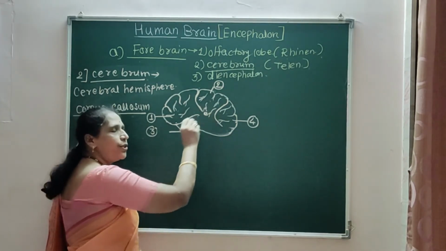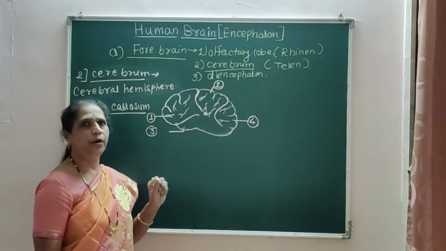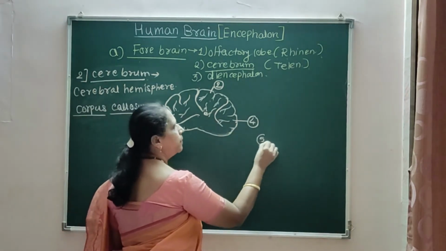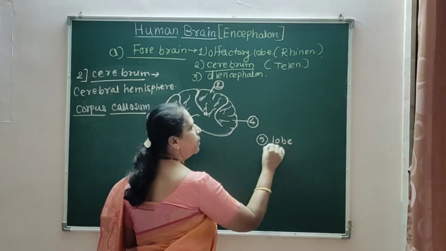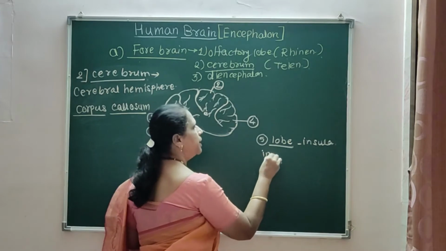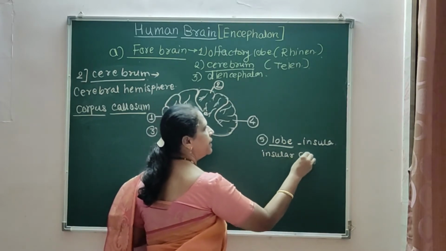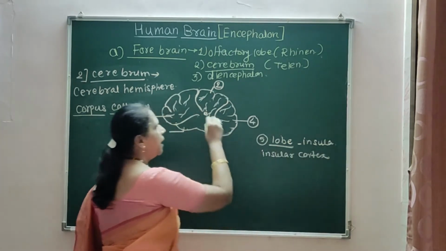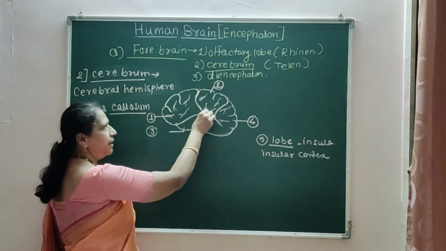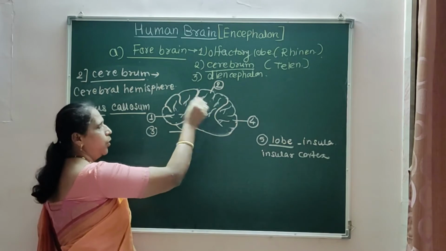This gap which is formed inside the brain, in the middle part of the brain, forms the fifth lobe, called the insula or insular cortex. But this part is invisible and it is present near the lateral lobe, in the middle.